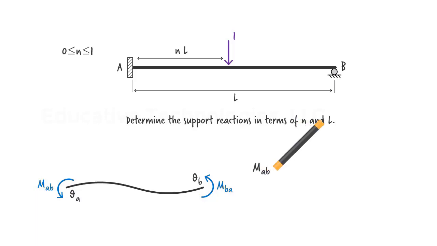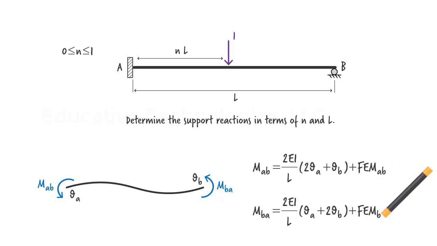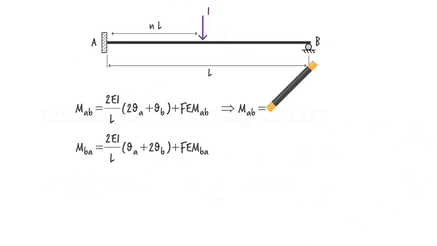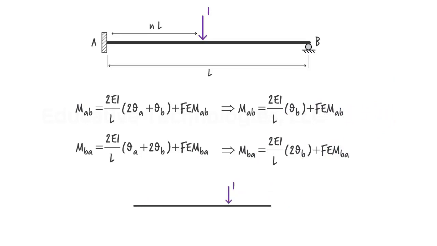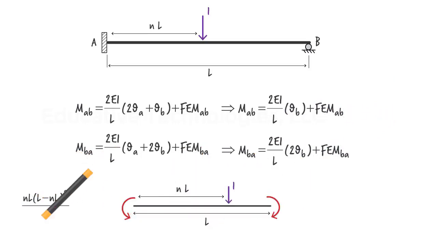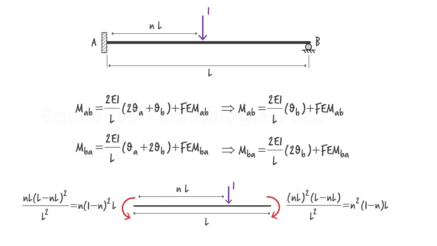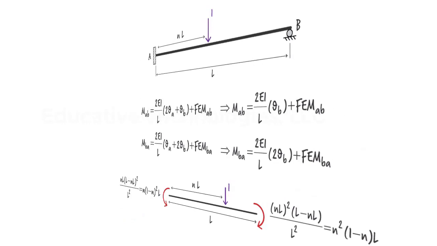The two slope deflection equations are. Since the slope of the beam at the fixed end is 0, we can simplify the equations by setting theta A to 0. Also, the fixed end moments for the beam can be written as. Given that the counterclockwise direction is considered positive, then the slope deflection equations could be written this way.